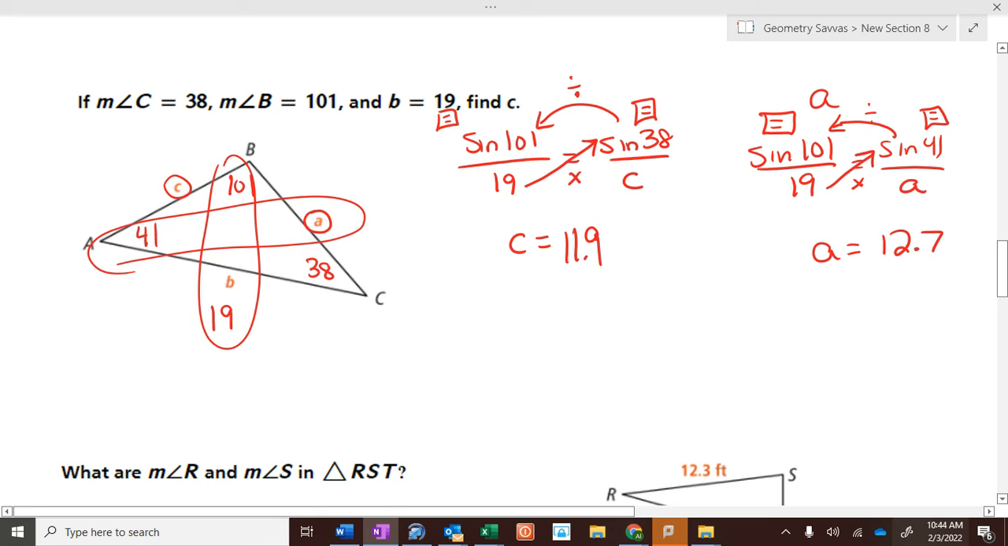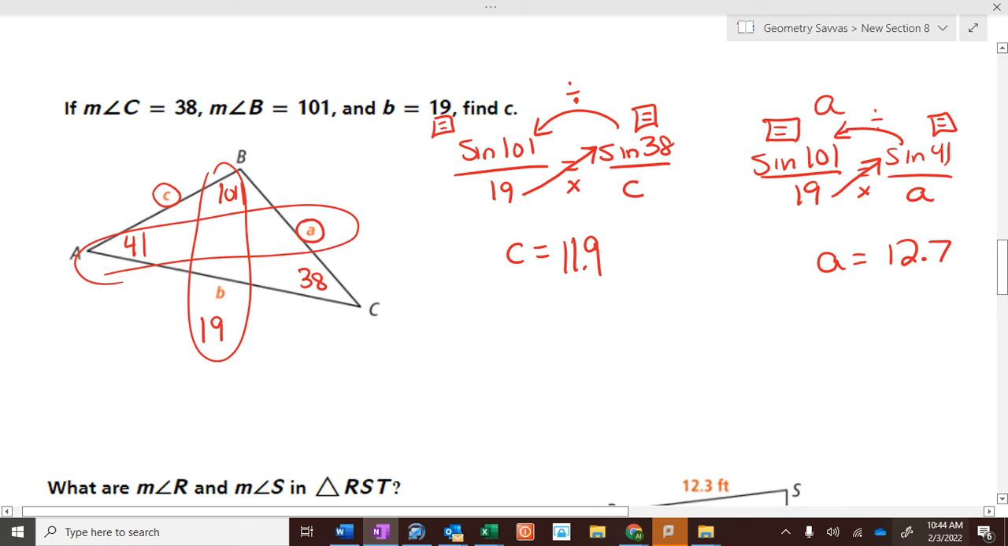Now, let's see if that makes sense. The 101-degree angle is opposite the longest side. The middle angle, 41, is opposite the medium side. And the smallest angle is opposite the shortest side. Should make sense. So that's figuring out lengths of sides using law of sines. Pretty easy. Just find opposites.